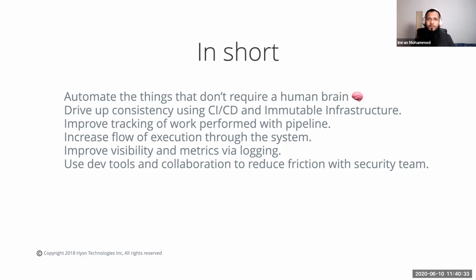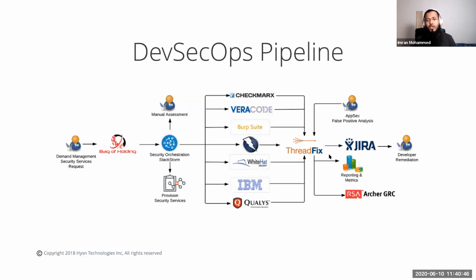That gives us measurability, visibility, metrics, and whatnot to see are we improving, are we not. And then the tools: use the tools which are used by developers. You see here, if you push your security issues to anything which is not Jira or a system used by developers, then it's not going to fly.